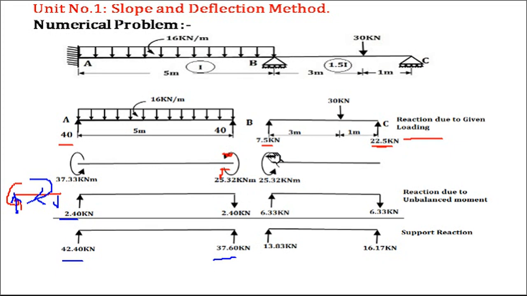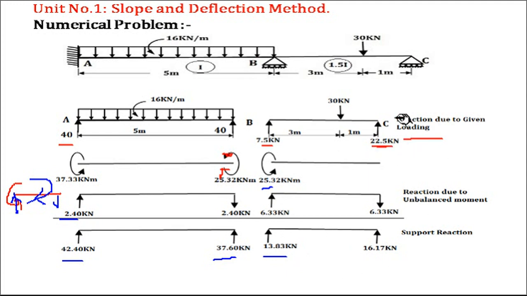Okay. Now in member BC, the moment is 25.32. So it is acting in anti-clockwise direction as the value is positive. Here there is no moment. So the reaction due to the unbalanced moment is 25.32 plus 0 divided by length 4. So we get the value as 6.33 kilonewton. So here 7.5 acting upward positive, 6.33 acting upward. So we get the value 7.5 plus 6.33 equal to 13.83.